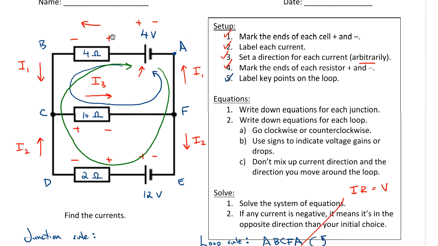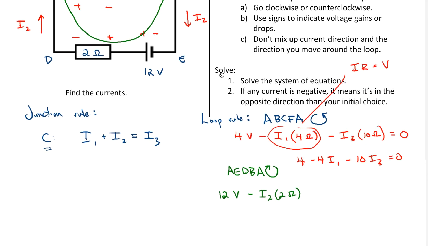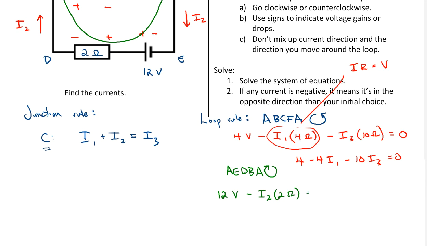That's why it's helpful to have these positives and negatives that we've put here, because we can see that if we're going from negative to positive through this resistor, it's actually a potential gain. So we have a potential gain of I1 times 4 ohms. That's our next bit: plus, because we're going backwards through the resistor relative to the current, I1 multiplied by 4 ohms.